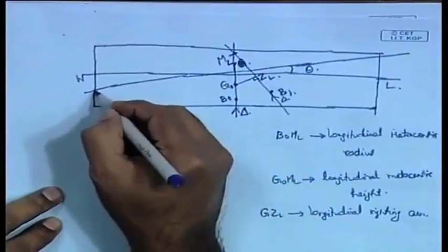Okay. Then let us look at this figure again. Let me draw a horizontal here.